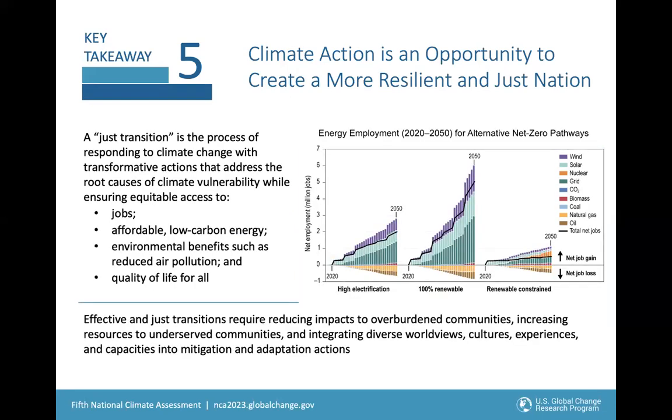A just transition is the process of responding to climate change with transformative actions that address the root causes of vulnerability to climate impacts, while ensuring equitable access to jobs, affordable low-carbon energy, environmental benefits such as reduced air pollution, and quality of life for all. Effective and just transitions involve reducing impacts to overburdened communities, increasing resources to underserved communities, and integrating diverse worldviews, cultures, experiences, and capacities into mitigation and adaptation actions.